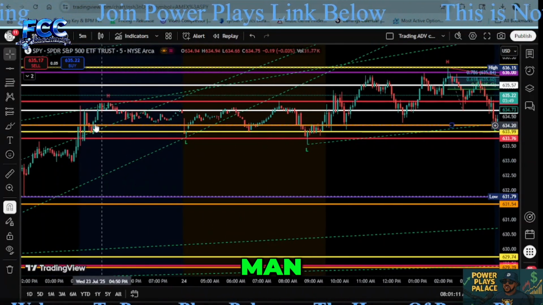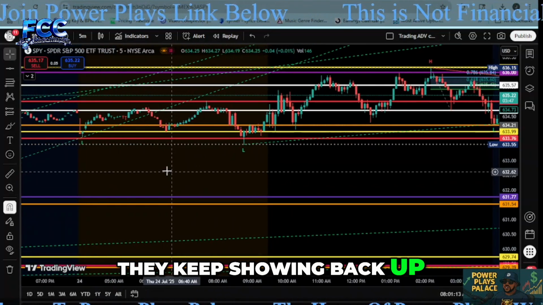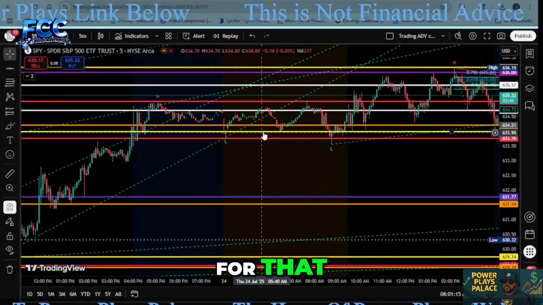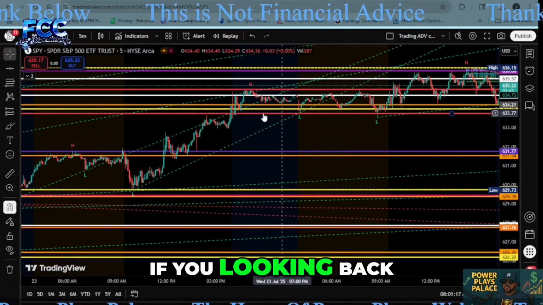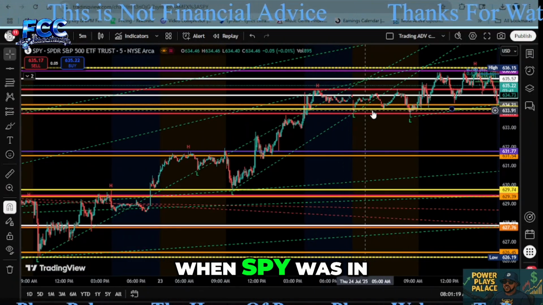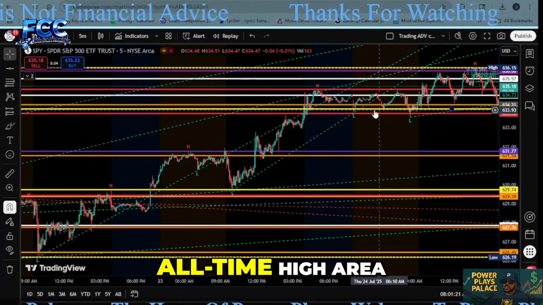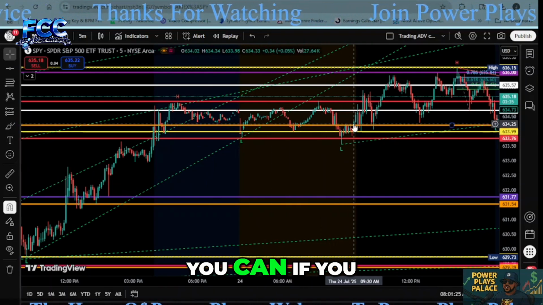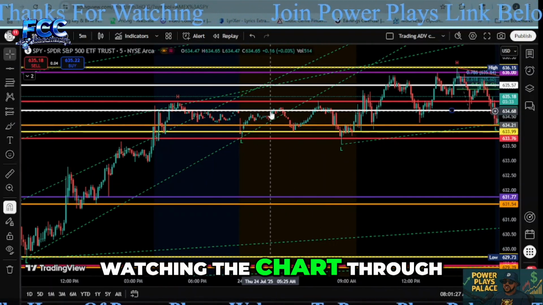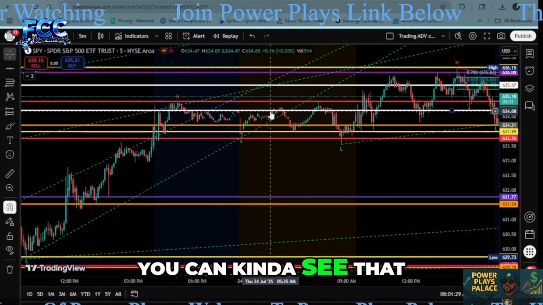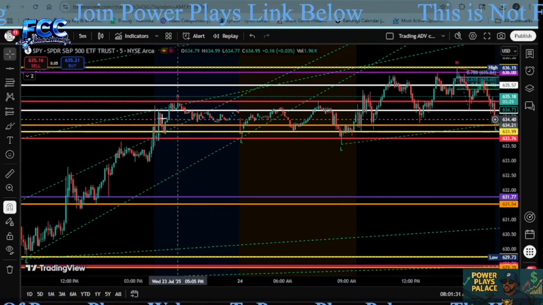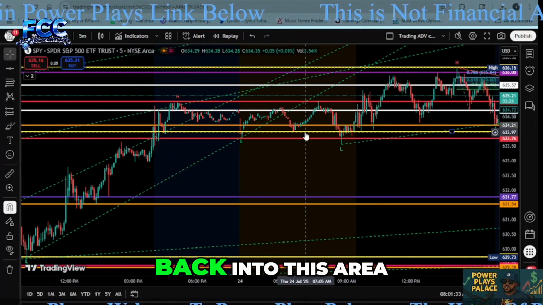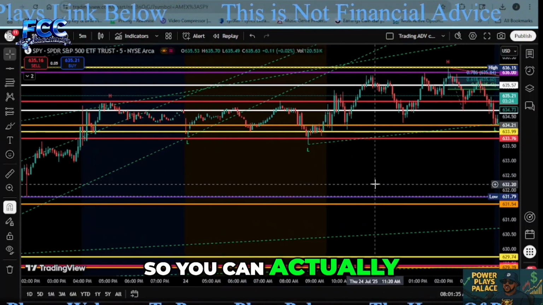See, these key lines, man, they keep showing back up. But there's a reason for that. It's because if you back test, if you're looking back, you'll see that when SPY was in this area before, because we in the all-time high area, it reacted. So if you're watching the chart through this lens, you can kind of see that coming, especially if it worked back into this area.